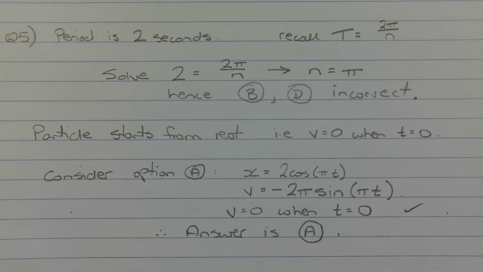Let's consider the period of motion. Now it's given that the period is 2 seconds. Recall that the period capital T is equal to 2 pi over n, where n is the coefficient or the multiplier of the time variable t. So we need to solve the equation 2 equals 2 pi over n, and we get n equals pi as a solution. Hence, options B and D are incorrect, since the multiplier of the time variable t is not pi.